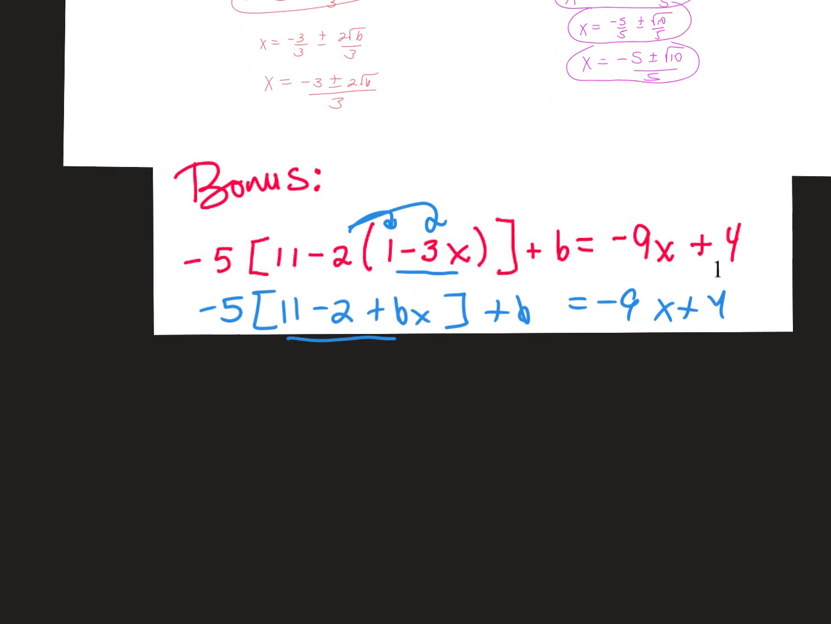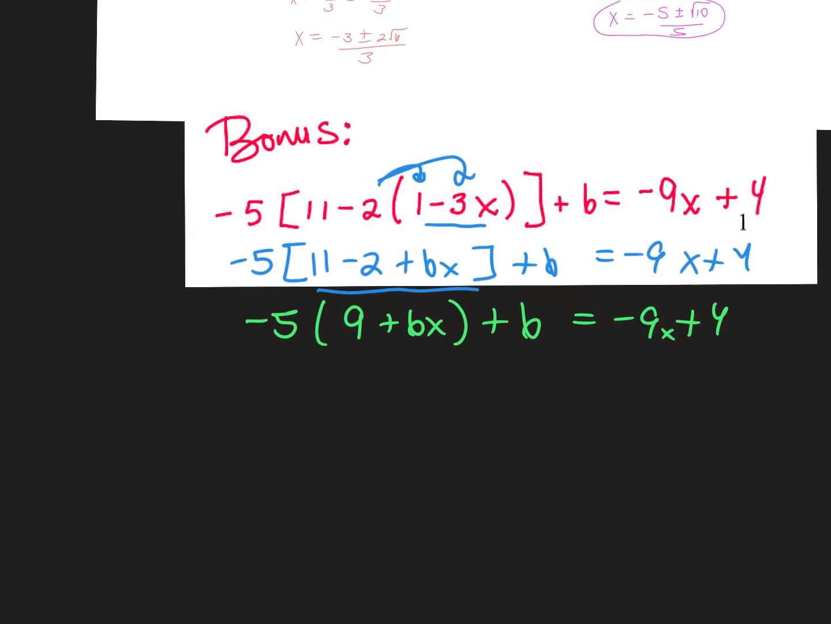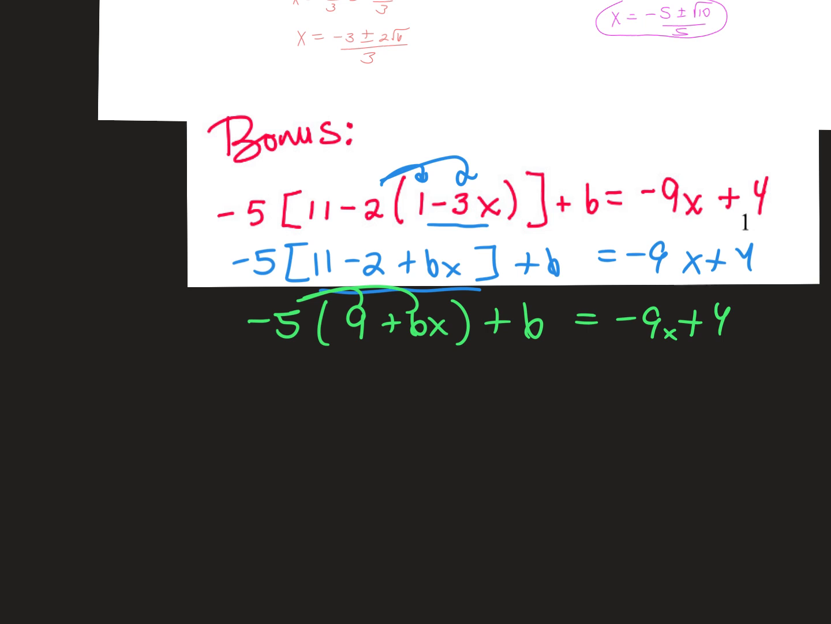So again, we're going to simplify the inside first. So rewrite your -5 on the outside. 11 minus 2 is going to give me 9 plus 6x. Then I have plus 6 equals -9x plus 4. Now we're going to distribute the 9. So -5 times 9 is -45. -5 and 6x is minus 30x. Then I have plus 6 equals -9x plus 4.